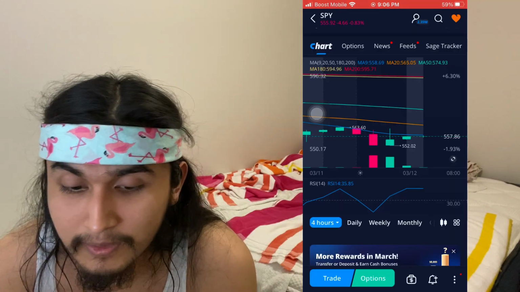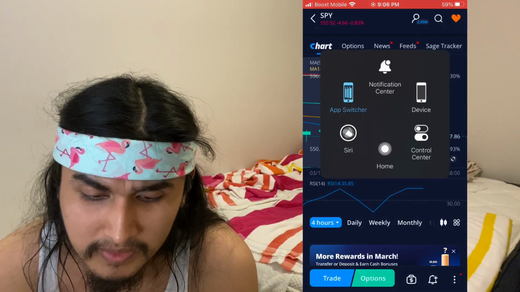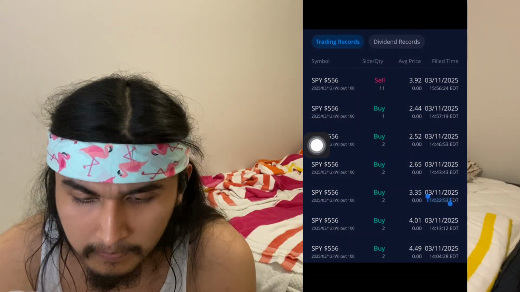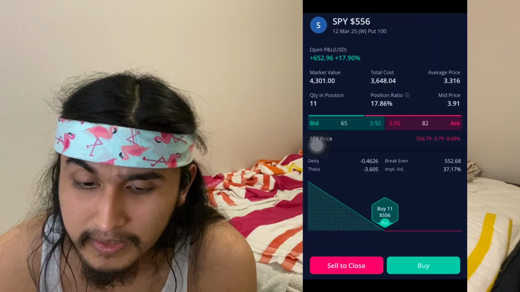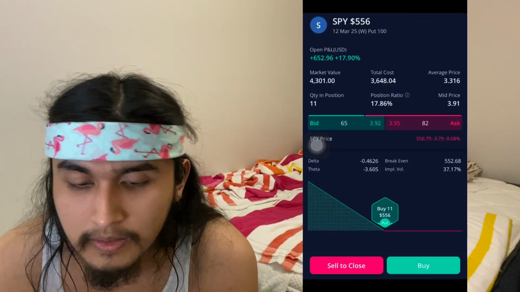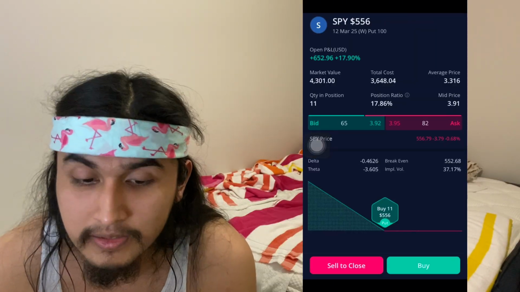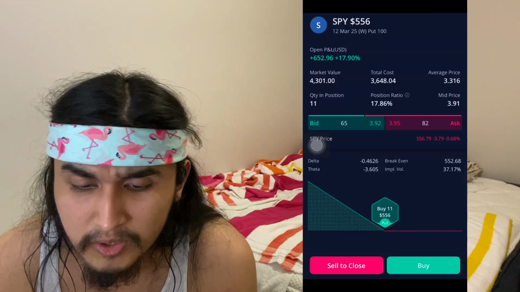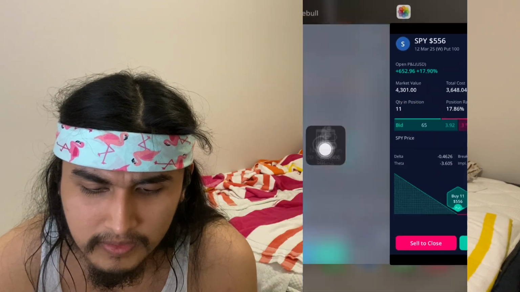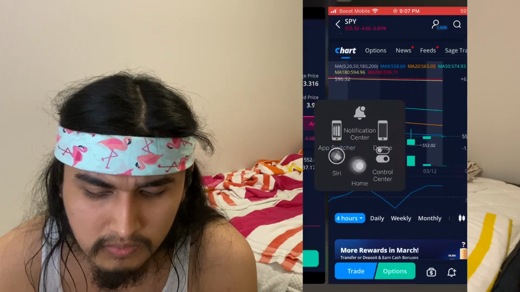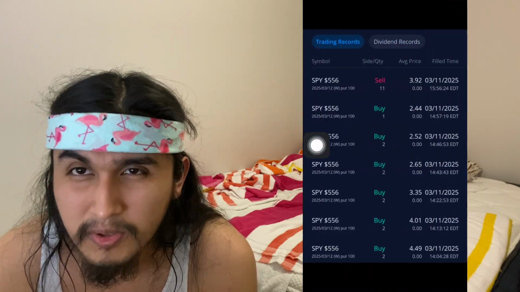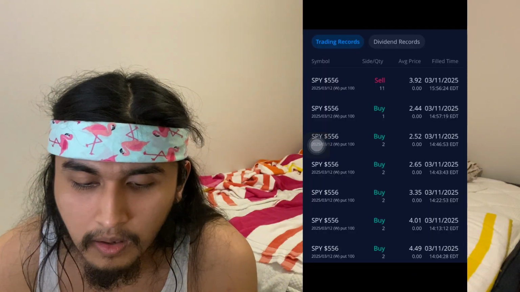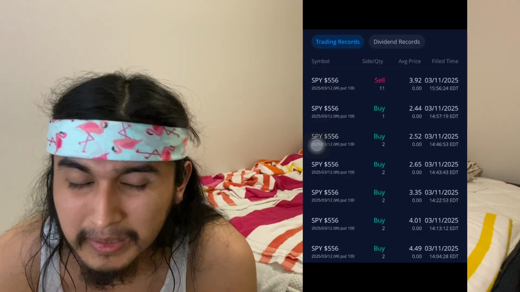So that is how this trade went. It was pretty much an easy trade in a way. I only invested $3,648.04 into this trade, and I got back $652.96. So this trade was somewhat a 2-hour trade. So it didn't take up much of my time really.